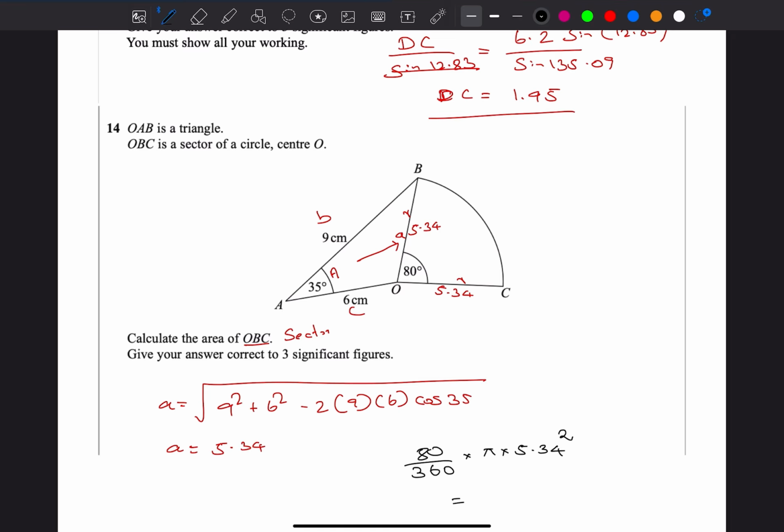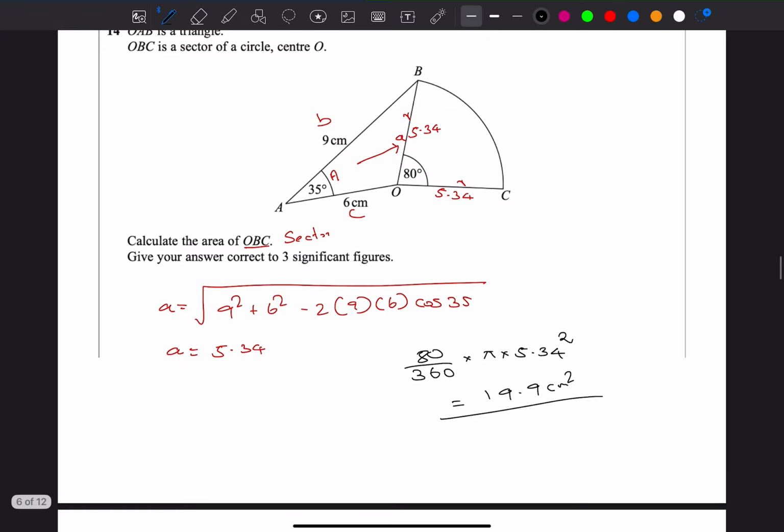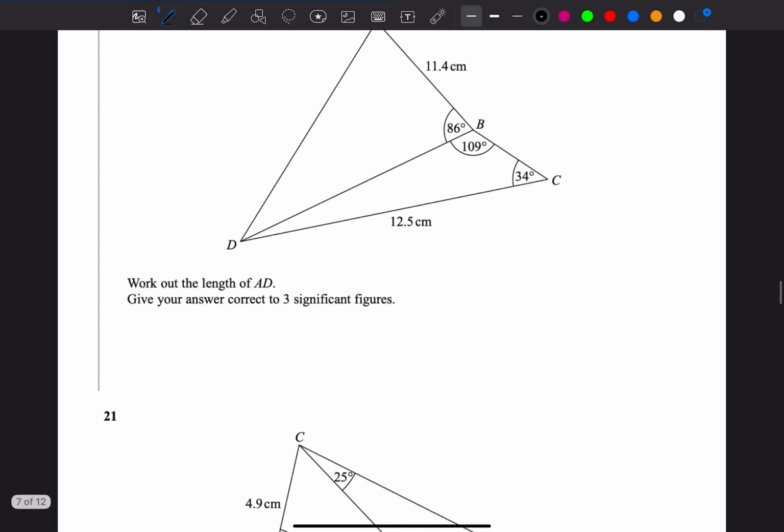Which makes it 19.9 to 3 significant figures. Okay, 19.9 centimeters squared. Next one.